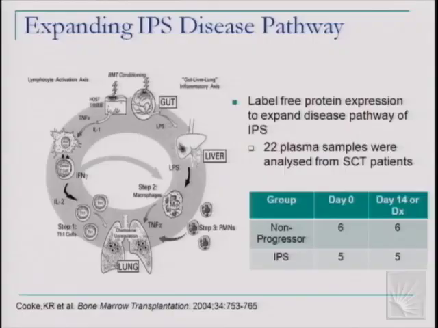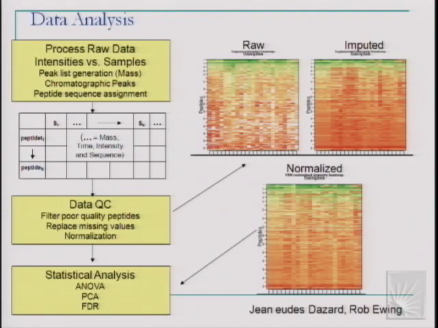And blood was drawn at day 0, as well as day 14 for those that were non-progressors, which is the median onset of IPS, or at the day of diagnosis for those that got IPS. So all of those samples were individually put through the pipeline, and I wanted to talk a little bit more in detail in terms of the data analysis after the raw data has been acquired.